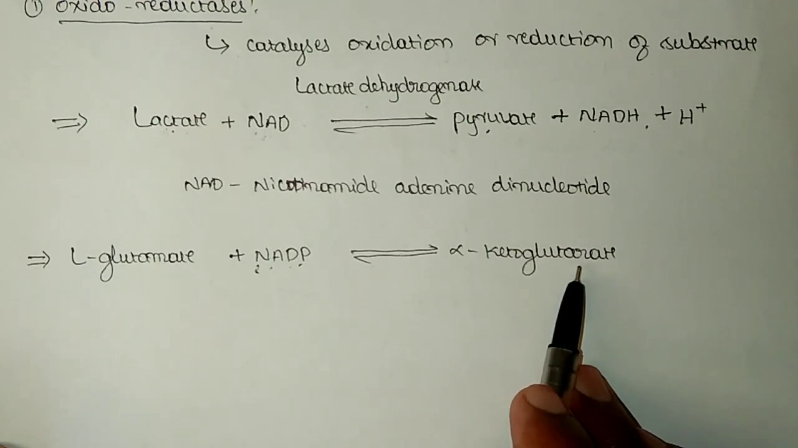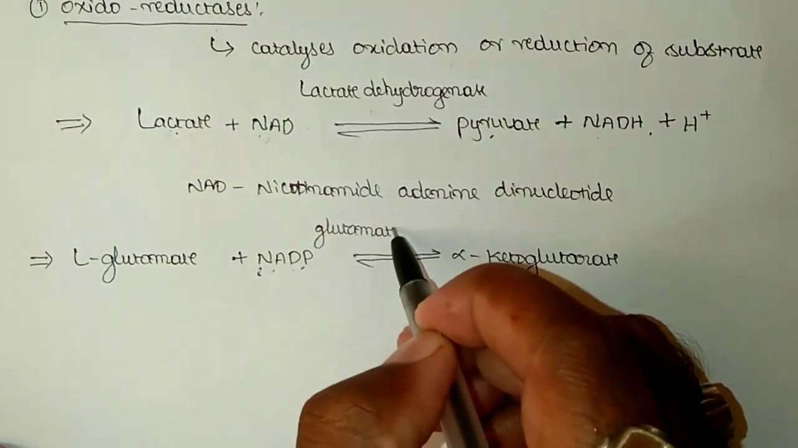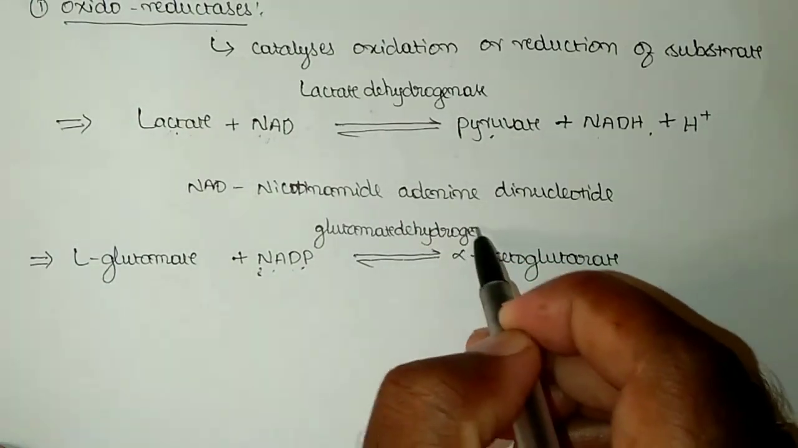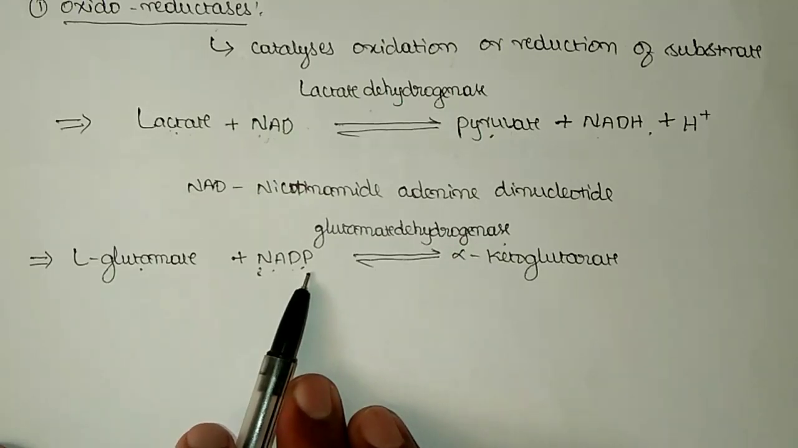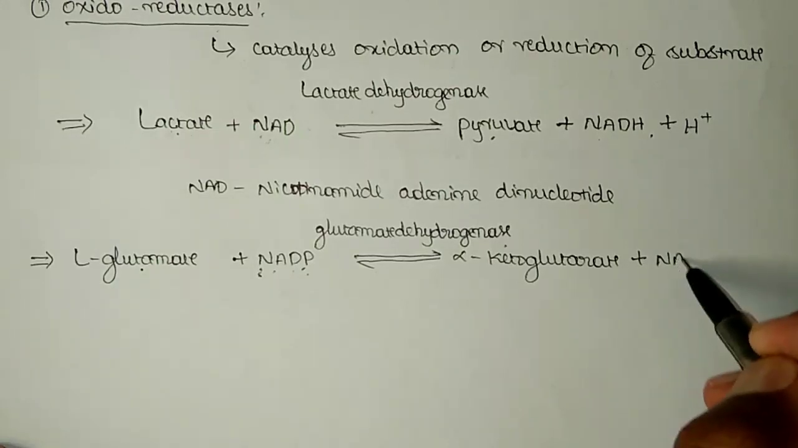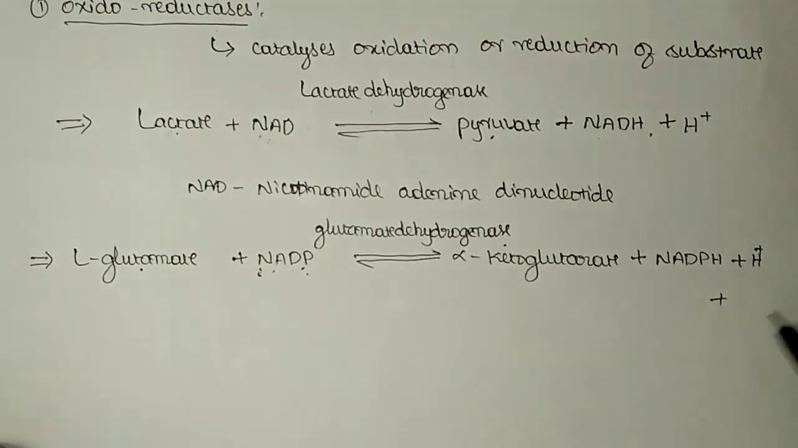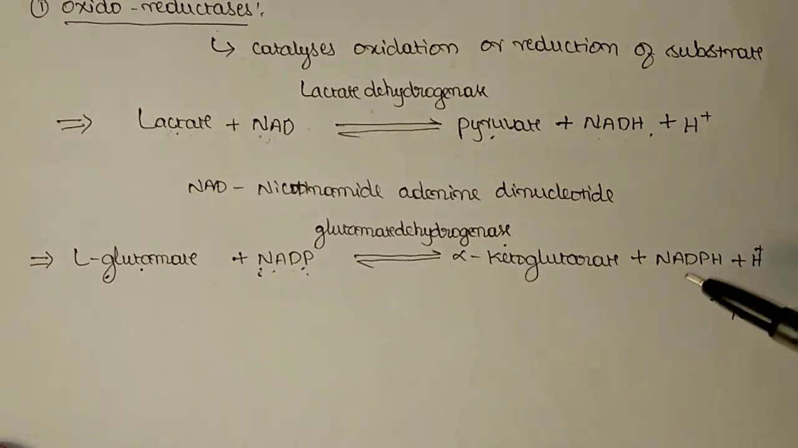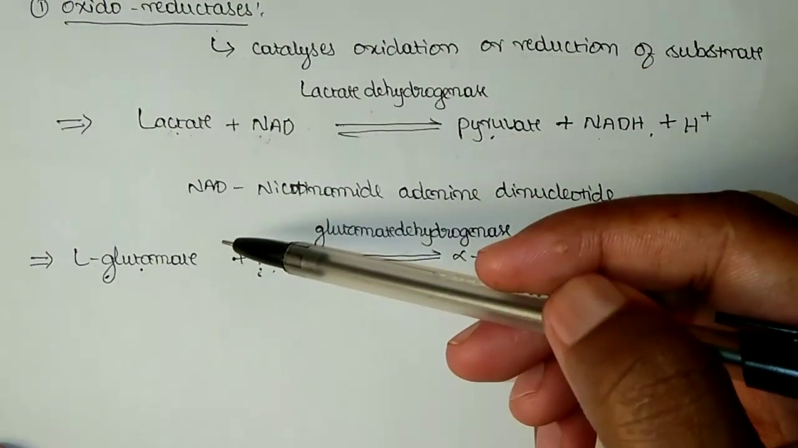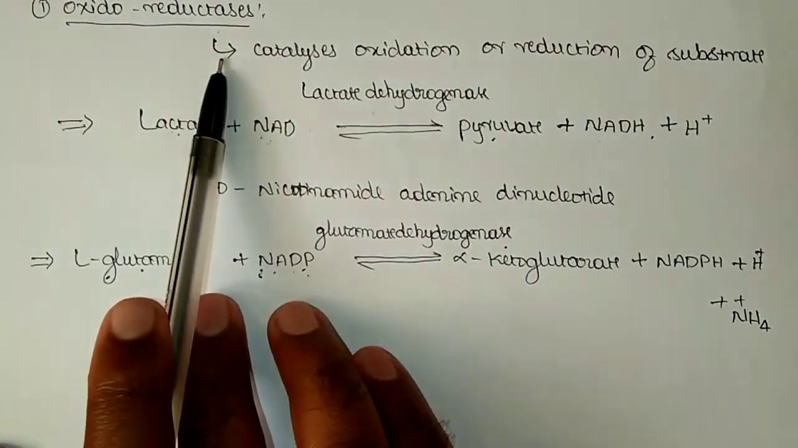And here also L-glutamate is converting into alpha ketoglutarate, and the enzyme we use is glutamate dehydrogenase. It is the substrate molecule. In the presence of glutamate dehydrogenase enzyme, L-glutamate will lose one hydrogen molecule to NADP, and this will be reduced to give NADPH, and one H+ will come out, along with elimination of NH4+ also. So by eliminating NH4+ and one hydrogen, L-glutamate is converting into alpha ketoglutarate. Here also we are observing elimination of hydrogen, so oxidation reduction has taken place.